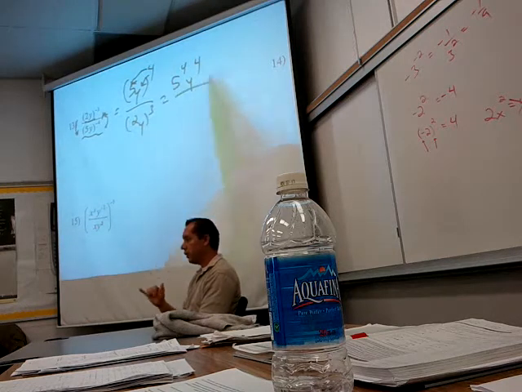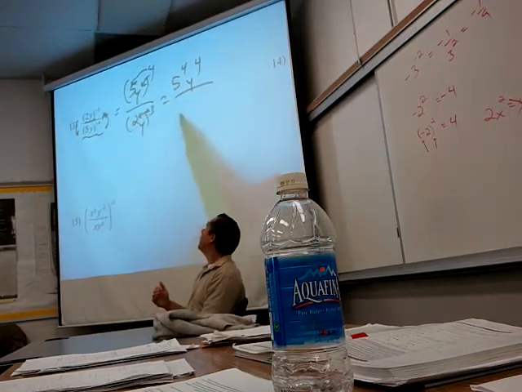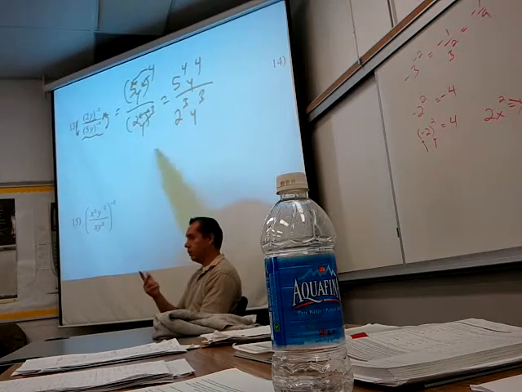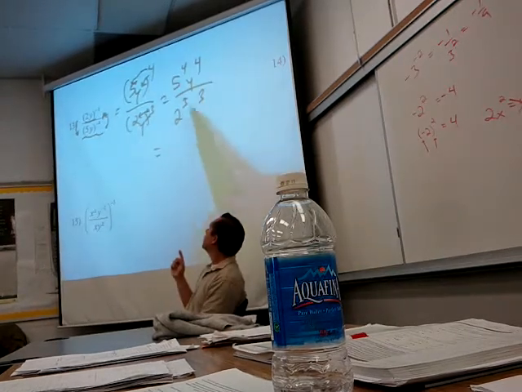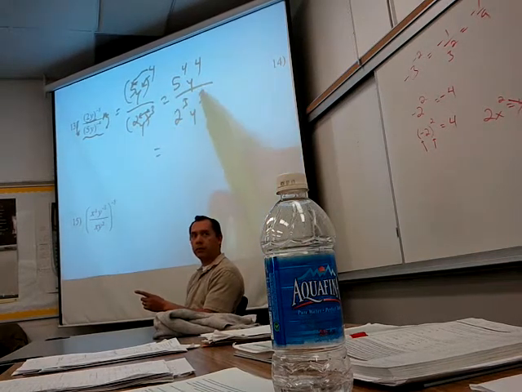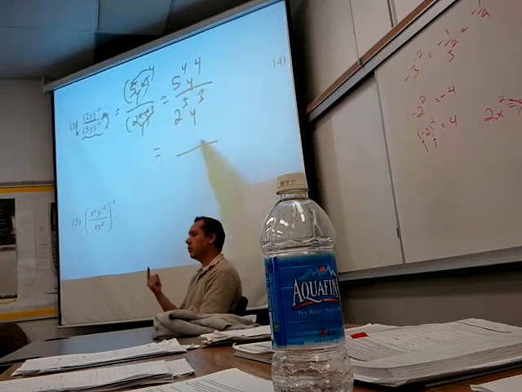Y to the 4th, over 2 cubed, y cubed. Now what can you do with this? Combine. The y's you can cancel out, or subtract. So how many y's do you have left? On the top.